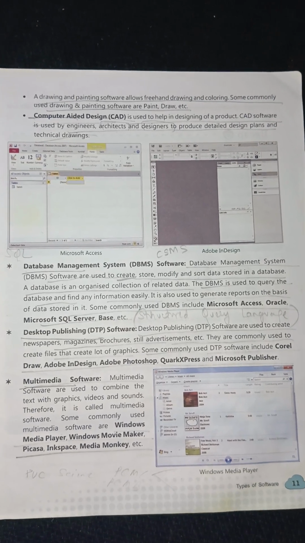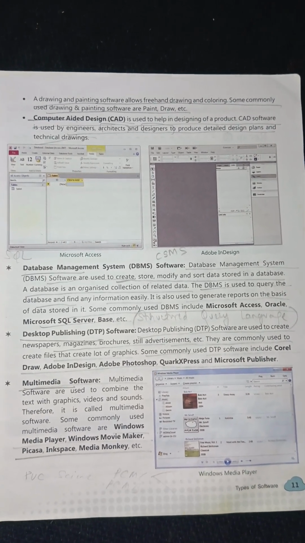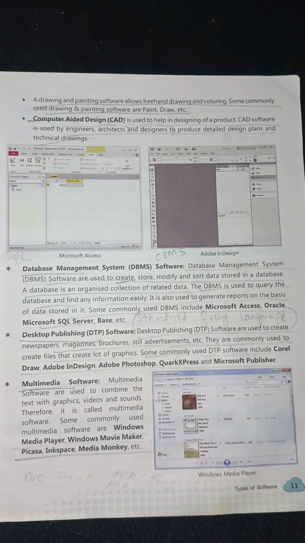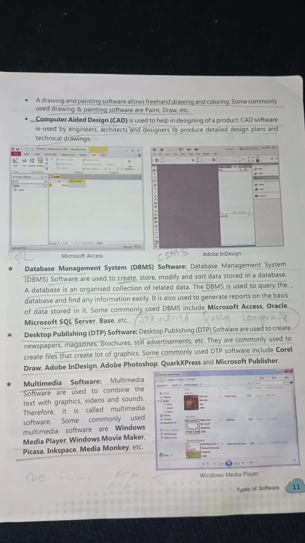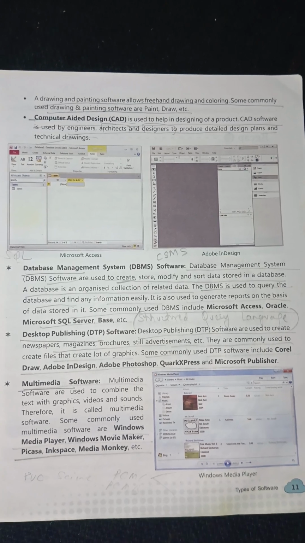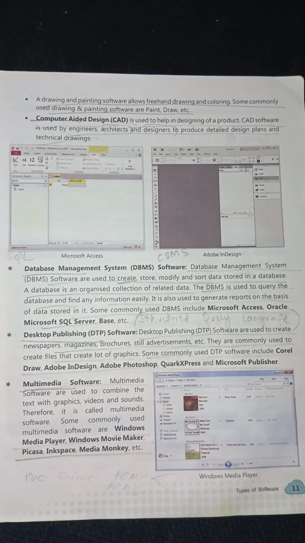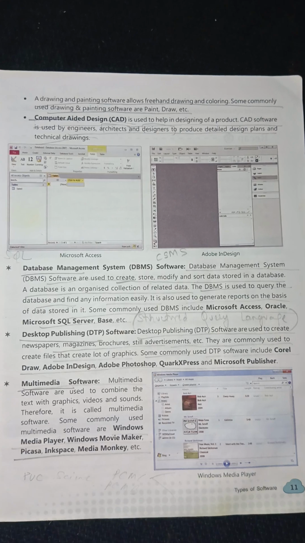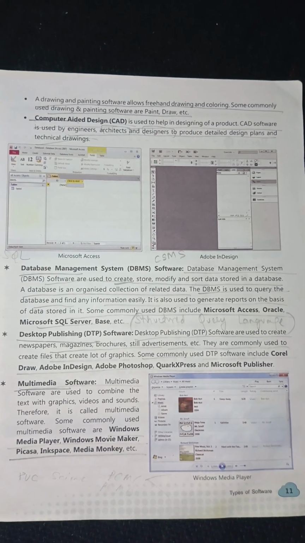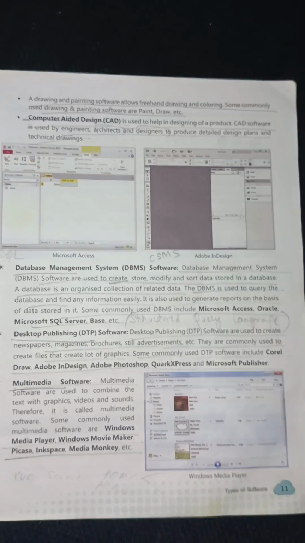Multimedia software. Multimedia software is used to combine text with graphics, videos, and sounds. Therefore, it is called multimedia software. Some commonly used multimedia software are Windows Media Player, Windows Movie Maker, Picasa, Inkscape, MediaMonkey, etc.